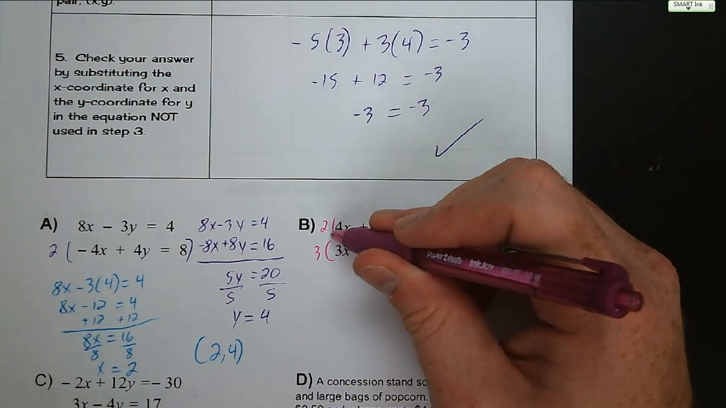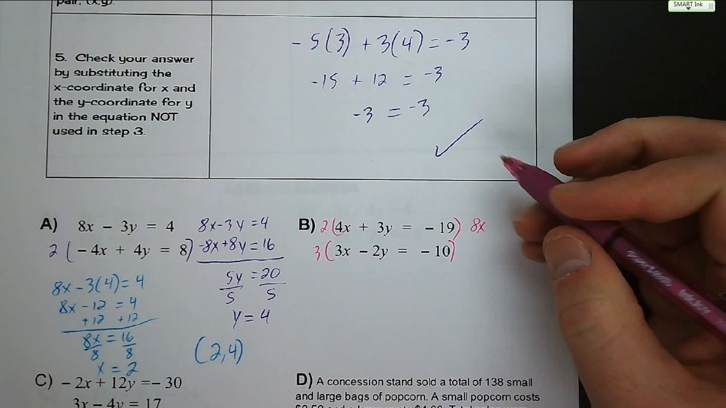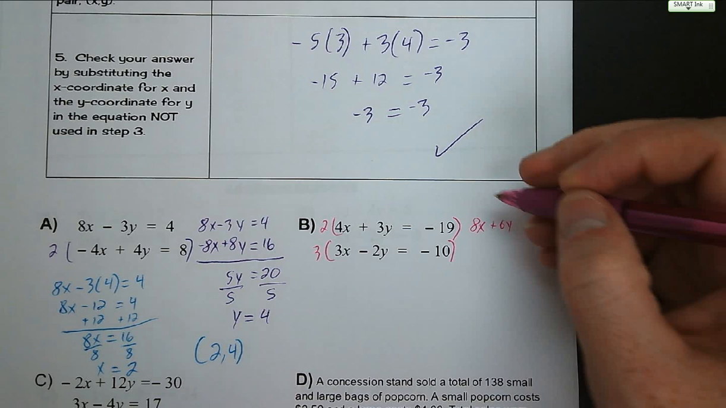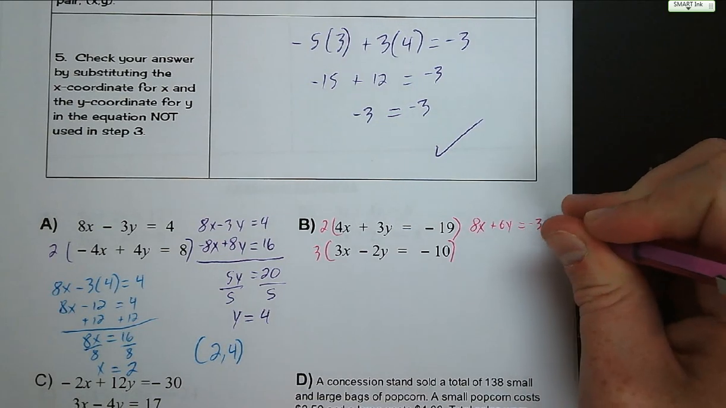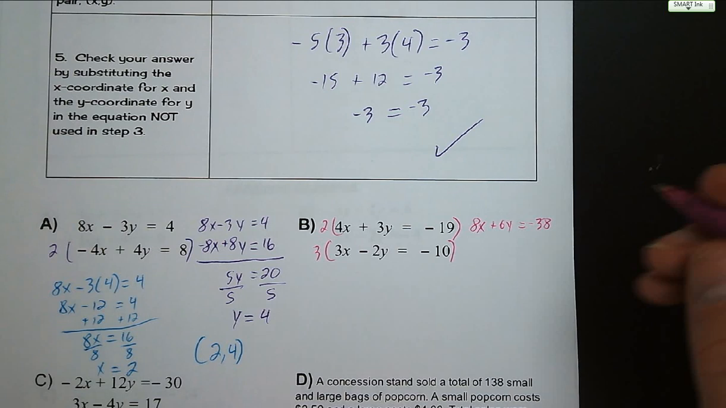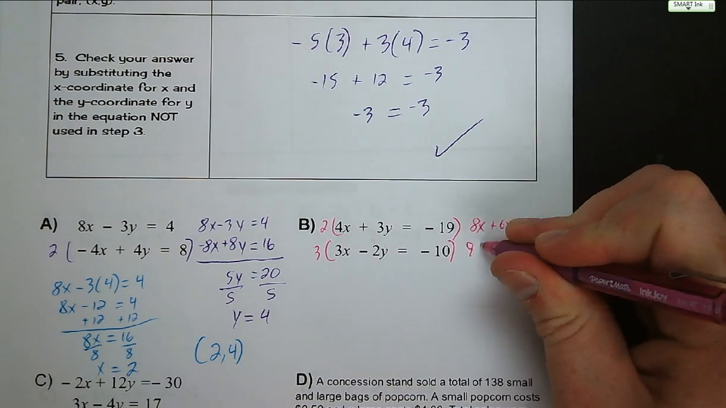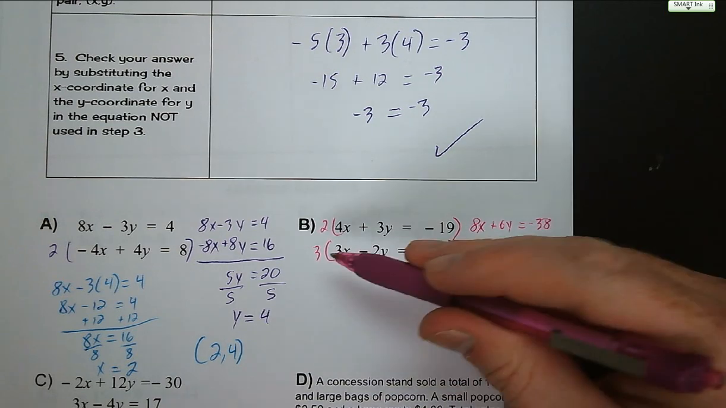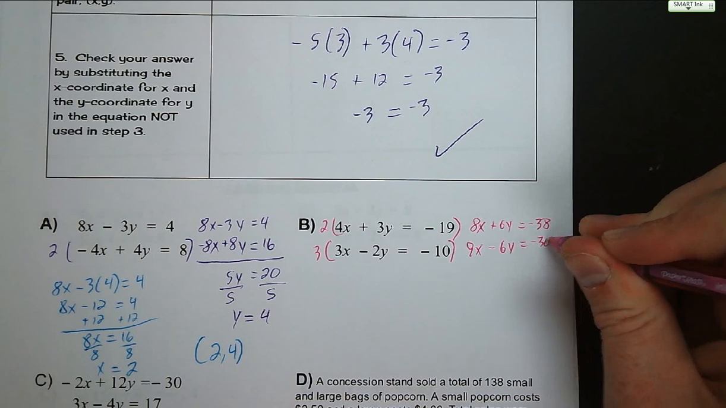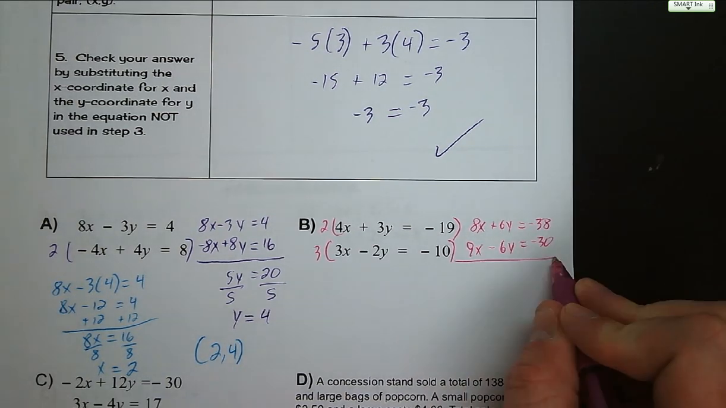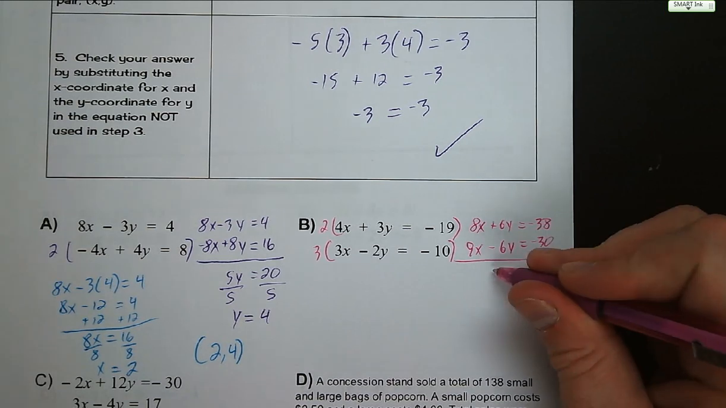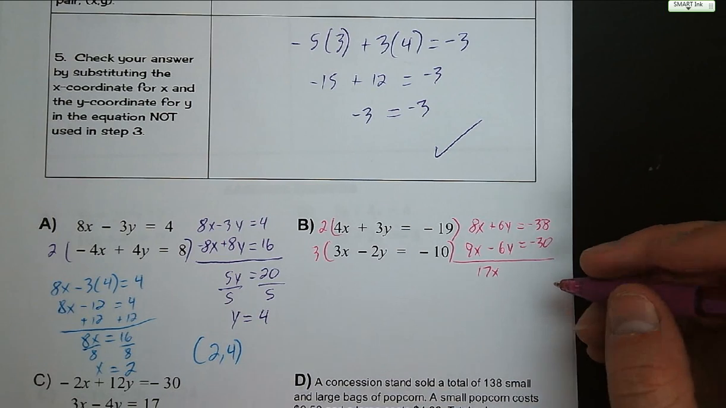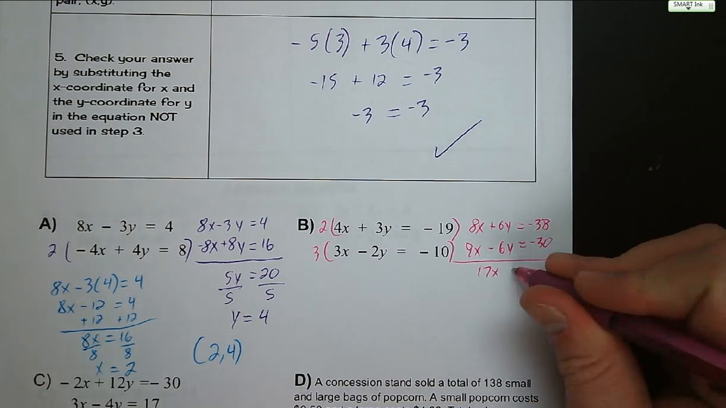So 2 times 4x is 8x. 2 times 3y is 6y. And 2 times negative 19 is negative 38. 3 times 3 is 9x. 3 times negative 2y is negative 6y. And 3 times negative 10 is negative 30. Add these two equations together. 9x plus 8x is 17x. 6y plus negative 6y is 0. And negative 38 plus negative 30 is negative 68.